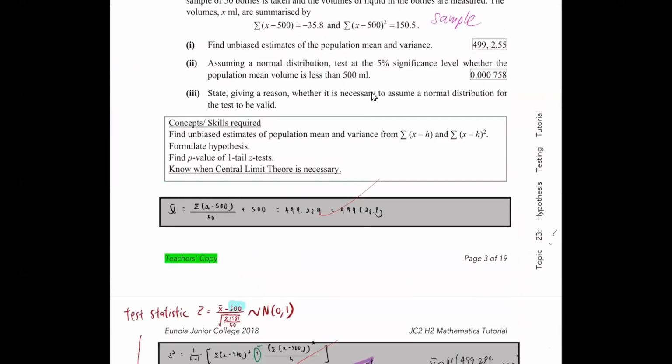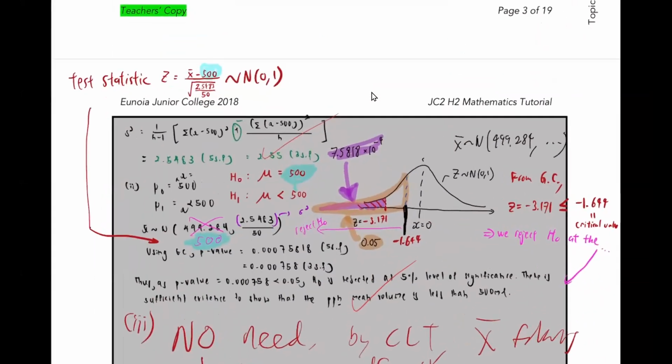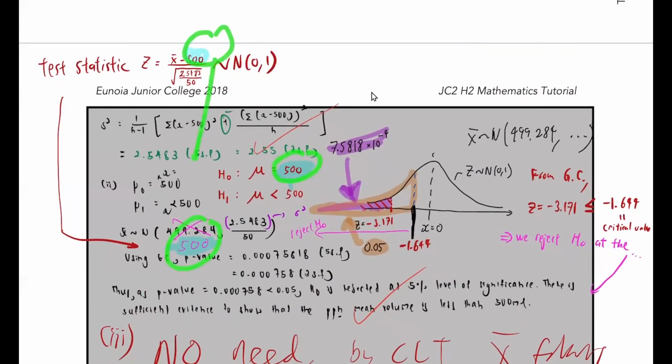This is currently question 4. What I'm saying is that this and this should be the same values. Your H naught, mu equals 500, followed by your X bar. The mean should also be that 500 value you're testing. And when you get your test statistic, you subtract away that same 500. The only time you key in this 499.284 is inside the X bar.